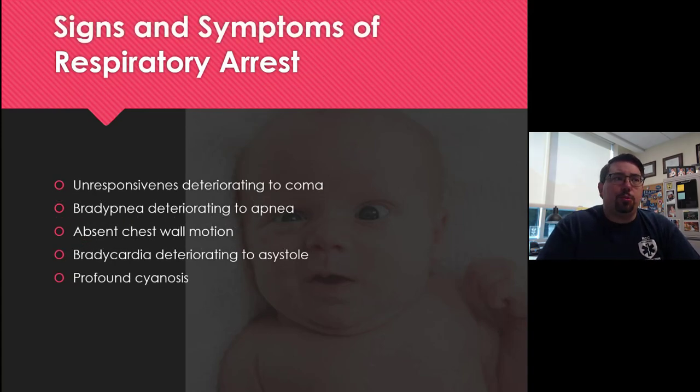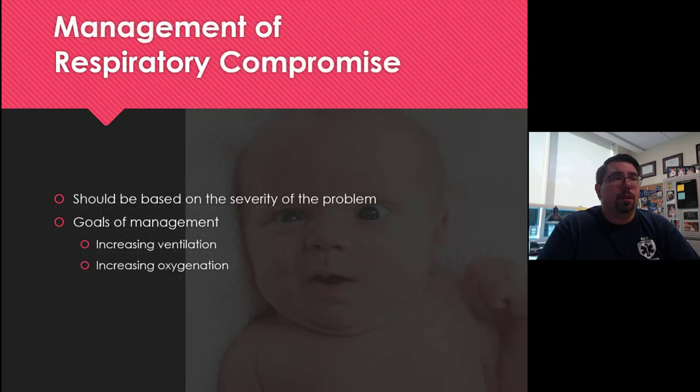Again, signs and symptoms of respiratory arrest include an unresponsive state deteriorating into a coma, bradypnea deteriorating into apnea, absent chest wall motion, bradycardia deteriorating into asystole, and then profound cyanosis. It's pretty rare for a child to be into a lethal cardiac rhythm like VTAC or VFib. Typically they're going to go right from issues with respiratory problems right into asystole. They kind of skip some of those more survivable arrhythmias that we typically see in adults.